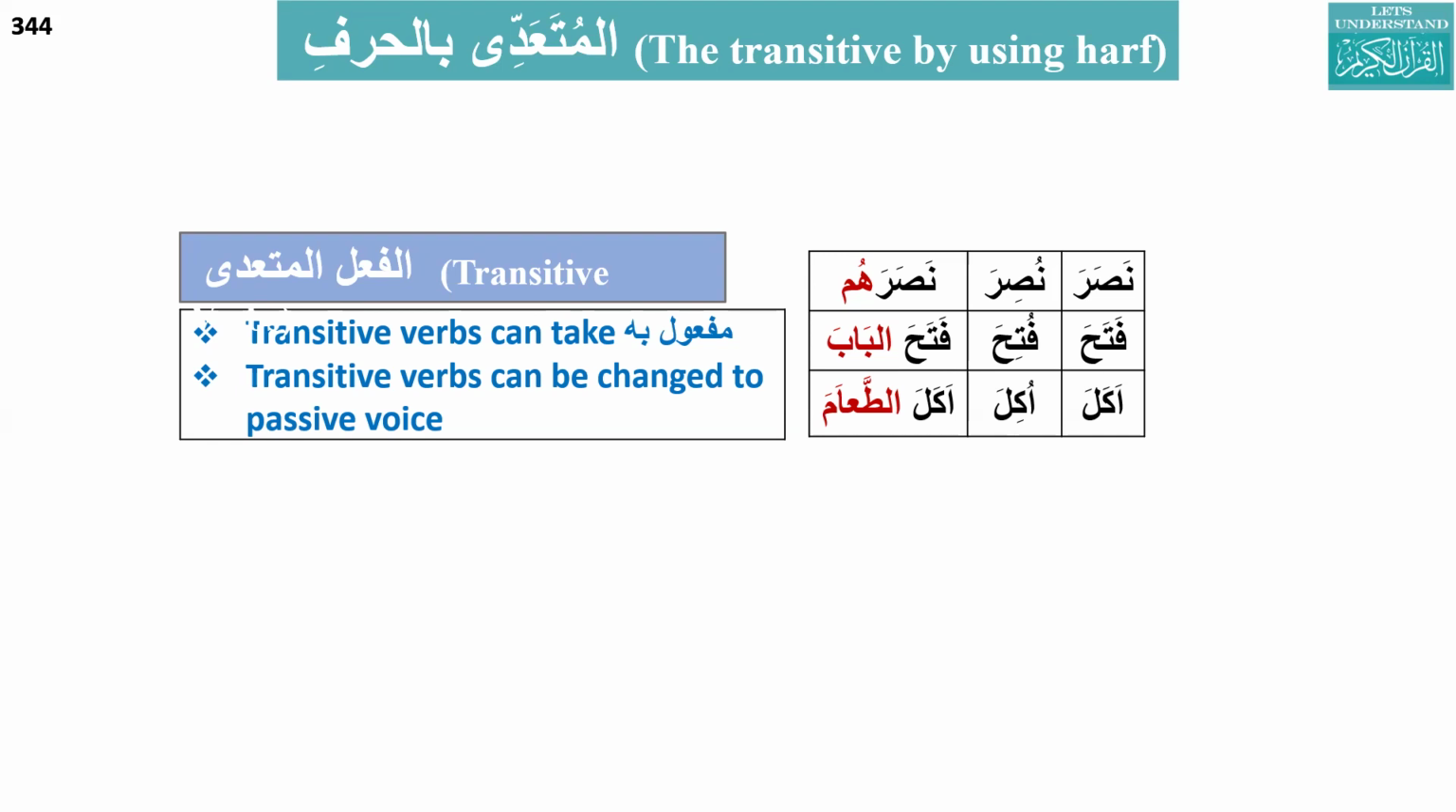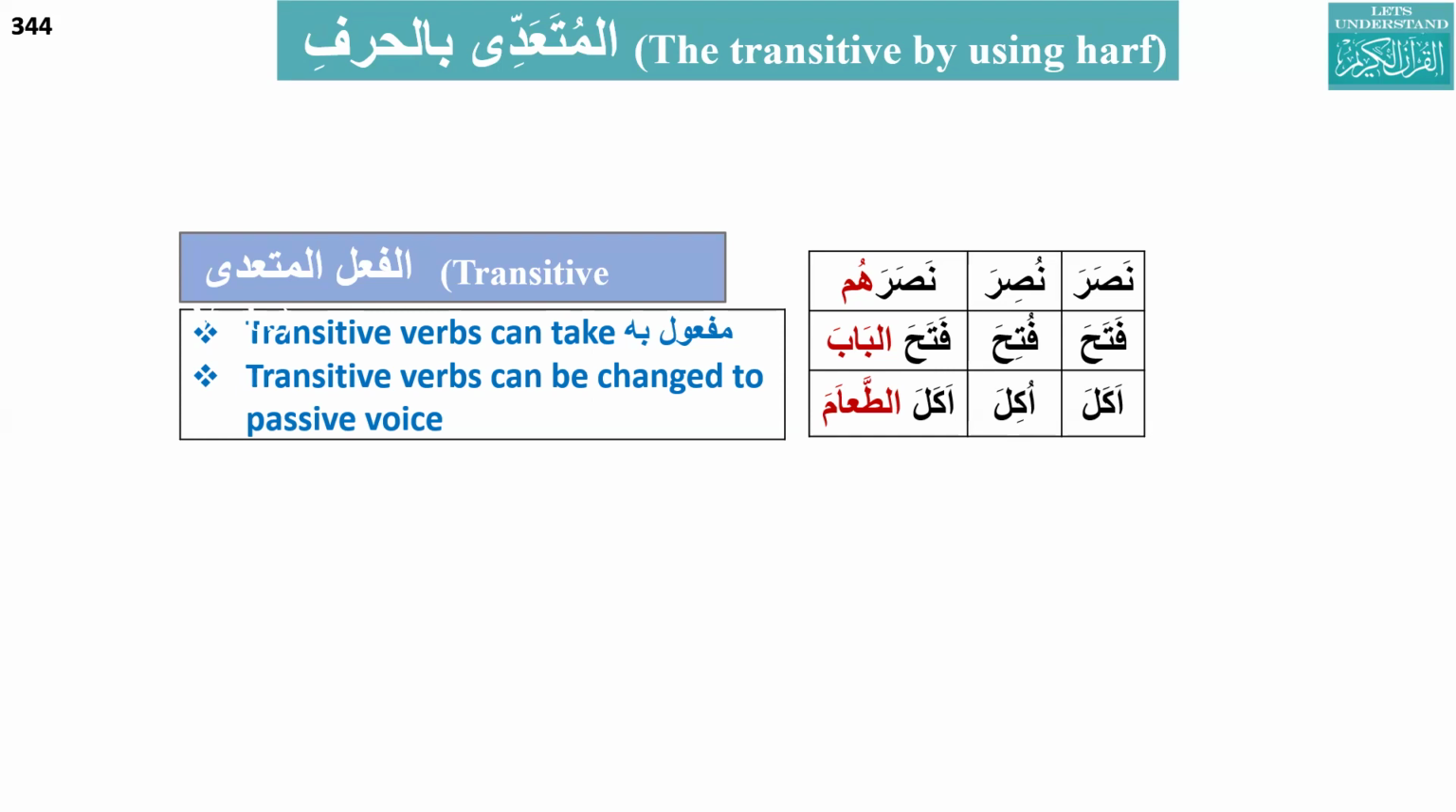So first, what is al-fi'l al-muta'addi? In English, it is called a transitive verb, and transitive verbs can take maf'ul bihi. A transitive verb can be changed to passive. When the transitive verb needs maf'ul bihi, when it generates the question about who or what, then maf'ul bihi is needed. If it can take maf'ul bihi, what does it mean? That it can change into passive. Such verbs are called fi'l al-muta'addi, transitive verbs.